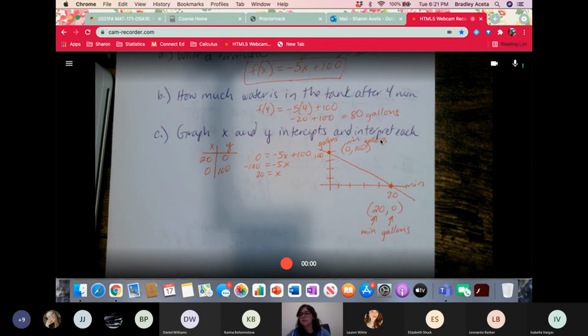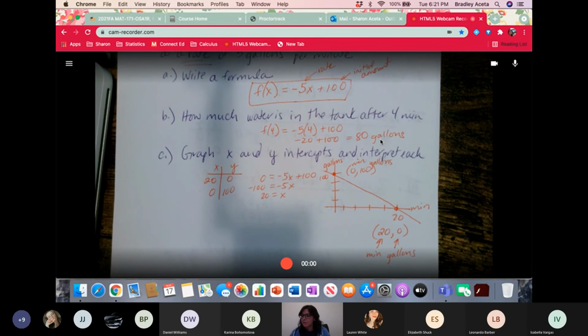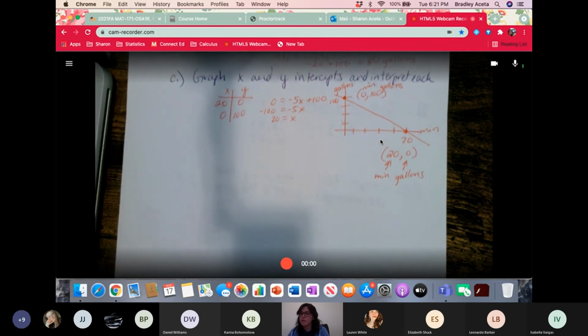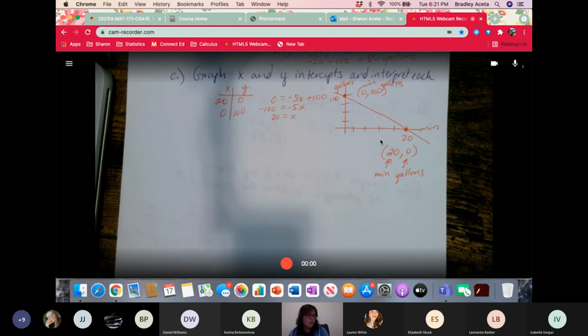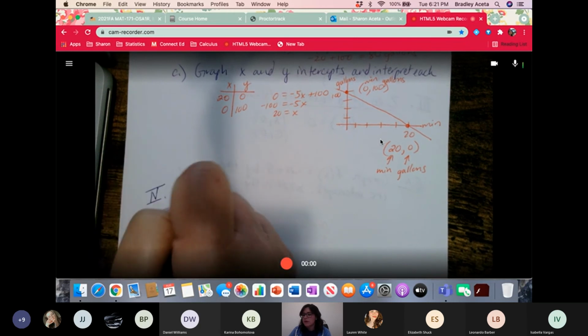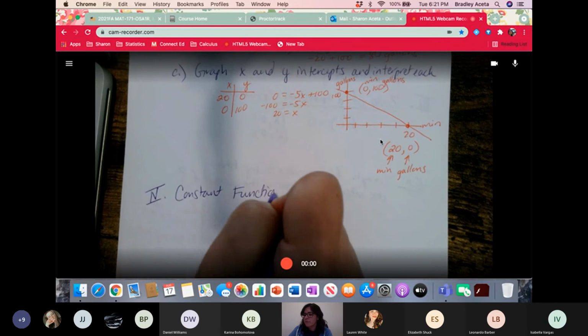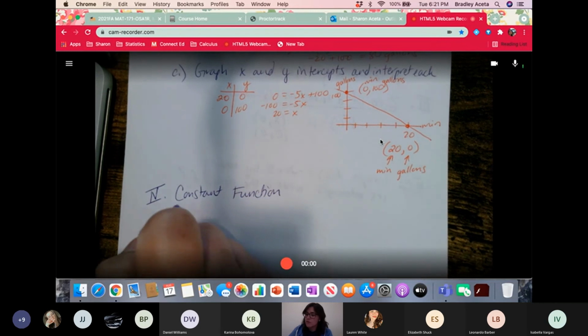So you'll have a question similar to this. Hopefully that makes a little bit of sense. And then that's how you would graph it and interpret the results. I think they give you a multiple choice, which is pretty cool. All right, moving on to what's called the constant function. Or I should say constant functions, because there's 2 of them.